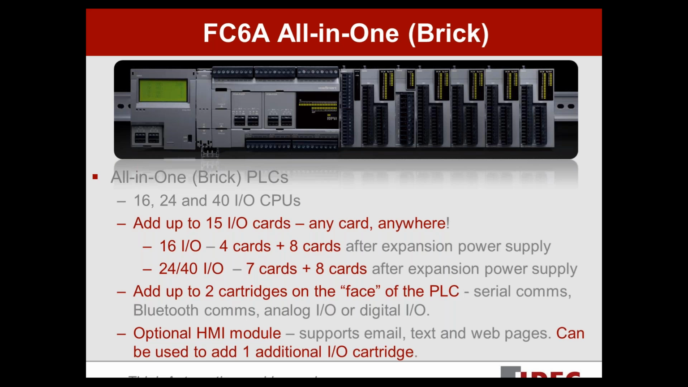With the brick PLC, we've also got an optional HMI module. You can see that all the way to the left there. Again, what that lets you do is, if you need to add email, text, or web capability to an FC6A brick or an FC6A all-in-one, this is how you do it. You can add on this HMI module, and it'll give you that capability. If you look at the bottom left corner of that HMI module, all the way to the left side of the PLC there, you can see you can also attach 1 additional IO cartridge to that if you need to.